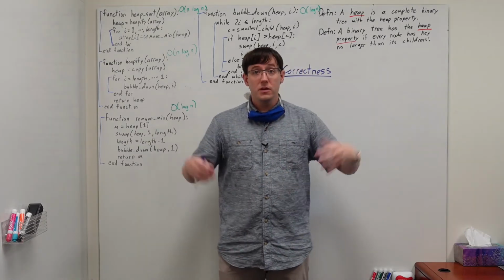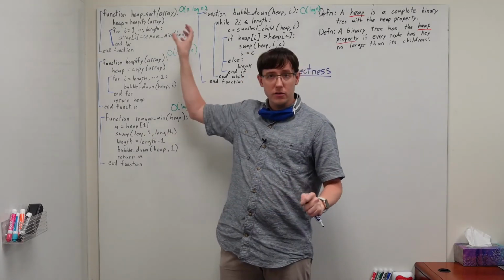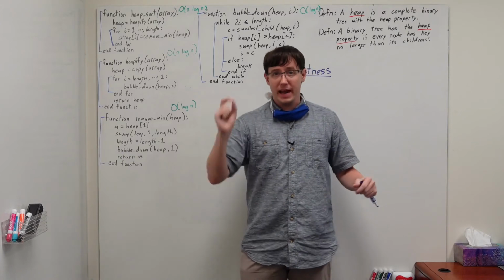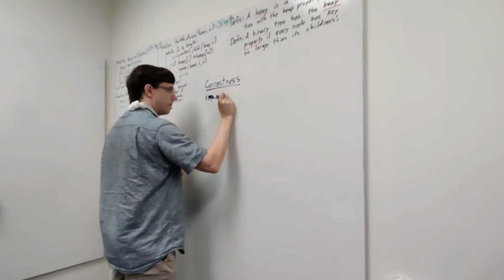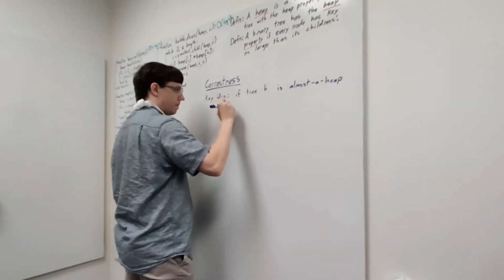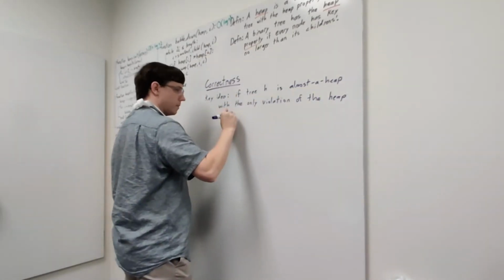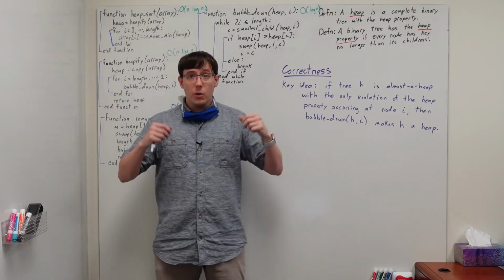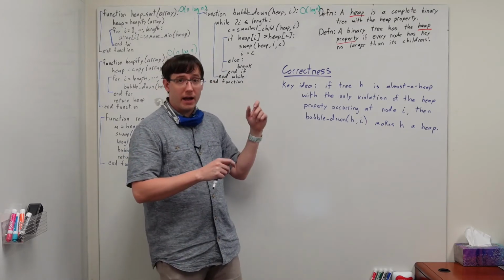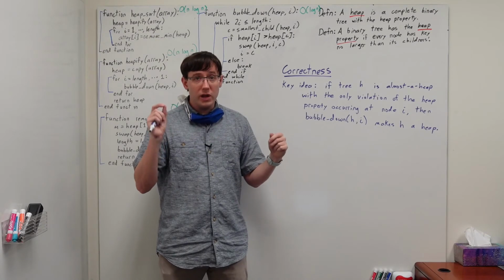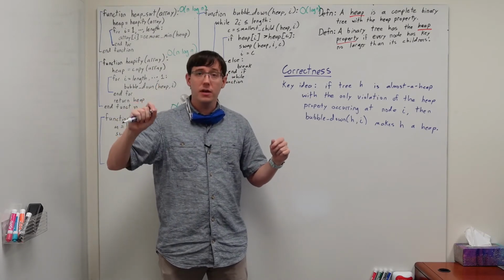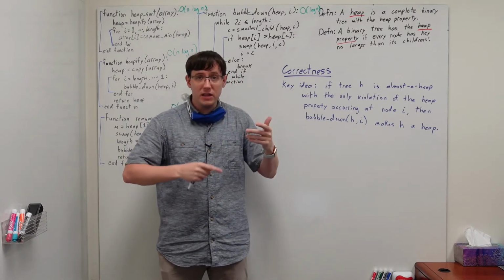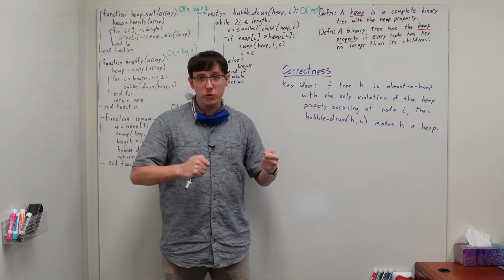iteratively improve them. So the key idea underlying the correctness of Heapsort is that bubble down can fix a heap that has just one error. So our first goal is to prove that if we have an almost heap where there's only one node that's out of position, then if we call bubble down on that index, it will fix the heap property so that the whole tree is a heap.